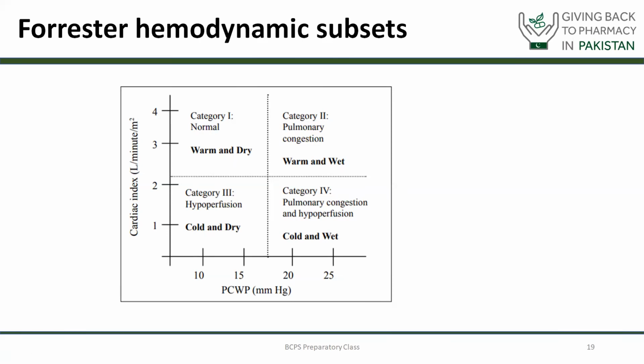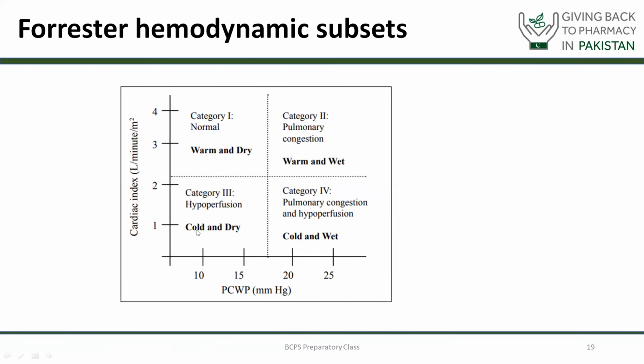If we go from here to category 2, pulmonary congestion, warm and wet, the volume gets accumulated in the body, the body is wet, and the pulmonary capillary wedge pressure is increased from 18 to about 25. If you want to bring the patient from this category to the normal one, the solution is simple. There is congestion, wet means the volume is more, so you will give diuretics.